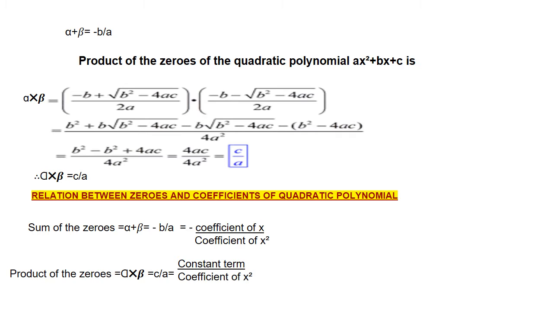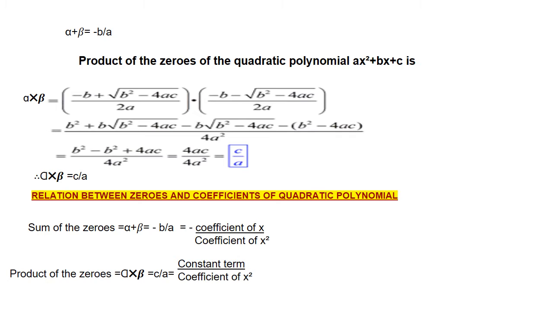If we multiply numerators and denominators, we will get b square plus b under root of b square minus 4ac minus b under root of b square minus 4ac minus under root of b square minus 4ac into under root of b square minus 4ac, which is equal to b square minus, b square minus 4ac, by 4a square. If we simplify this one, we will get b square minus b square plus 4ac by 4a square. b square minus b square will get cancelled here. So 4ac by 4a square.